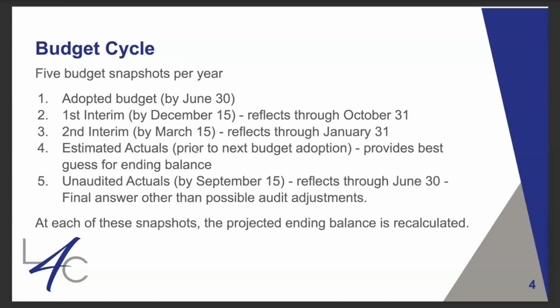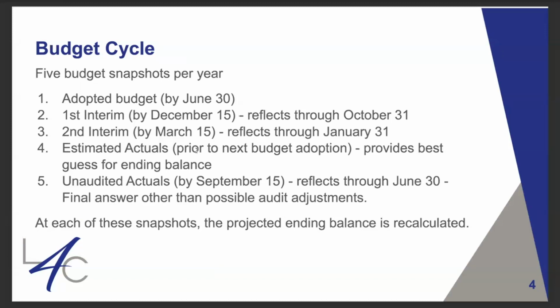So also, one of the ways that the state monitors us and we monitor ourselves as school districts is we have 5 budget snapshots during the year. When we adopt the budget, we know what our reserves are projected to be. By first interim, which is due by December 15th and reflects everything through October 31st, we have a snapshot of how those reserves have changed. Same thing with second interim, which reflects all activity through January 31st.